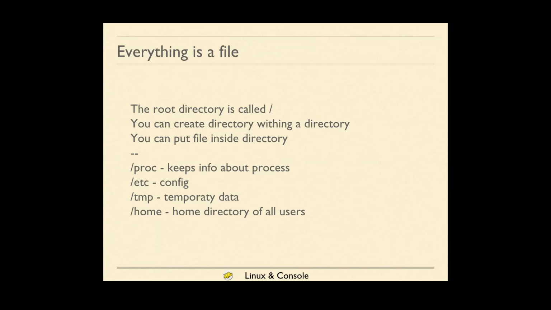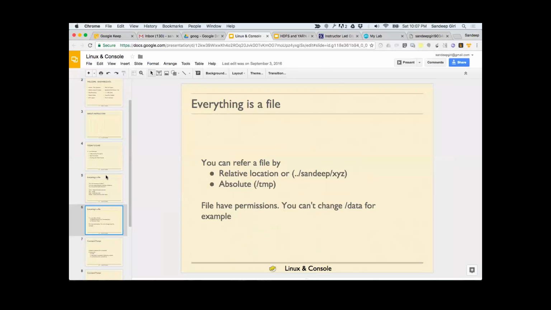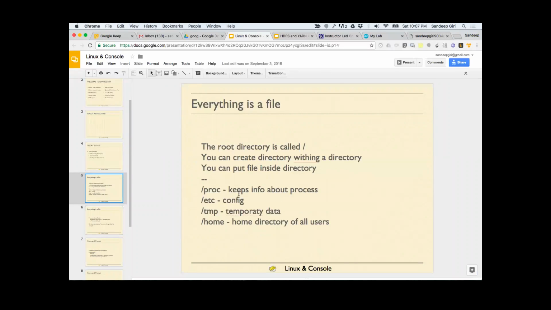The configuration files in Linux are generally found in /etc. The information about the processes, like which processes are running right now, is found in this folder called /proc. Temporary data is stored in /tmp. Home folders of people are stored in /home. I'll show you this part. And the way you move between the folders is using the command called cd.